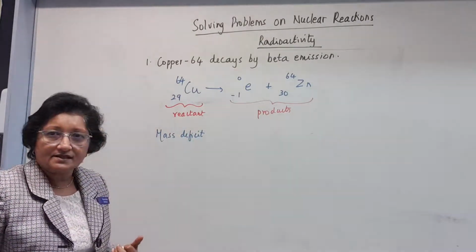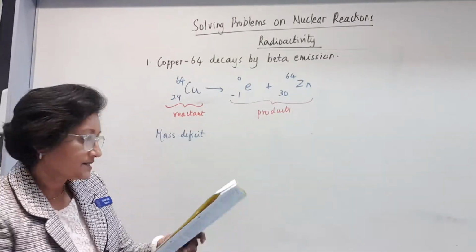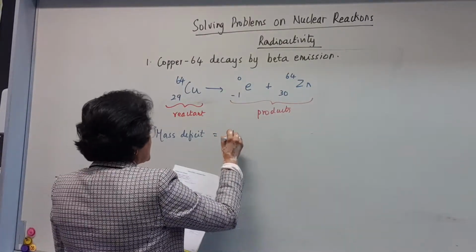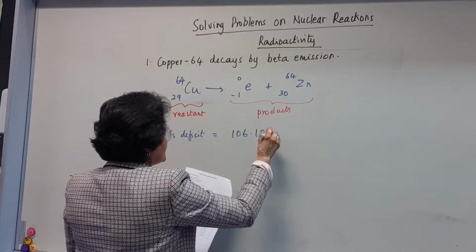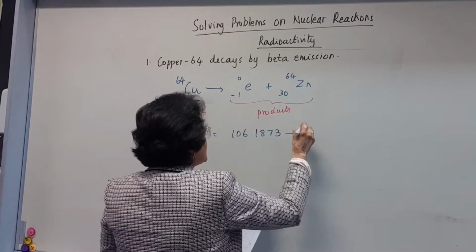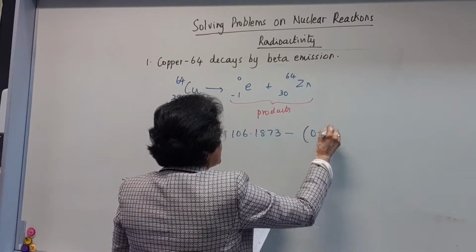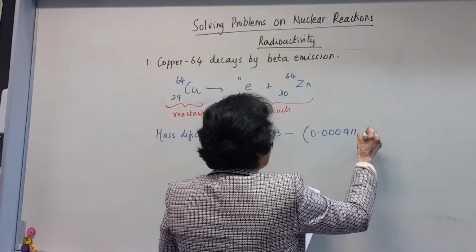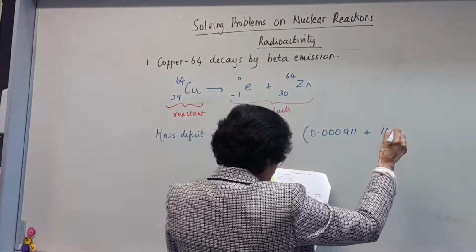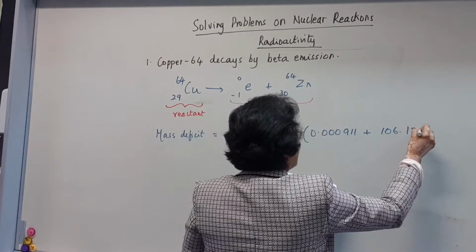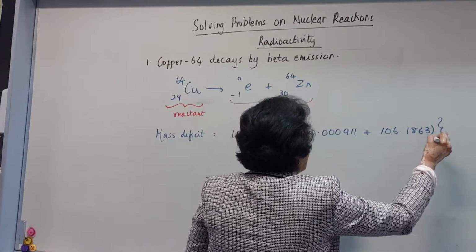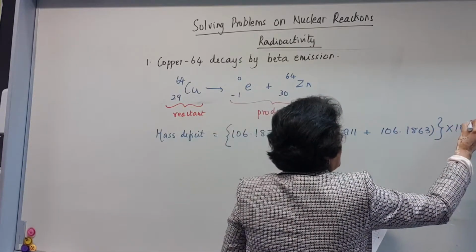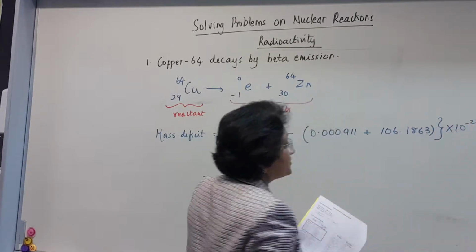So the mass deficit, which is just another term for mass defect, is equal to the mass of the copper, 106.1873, minus the mass of an electron, 0.000911, plus the mass of zinc, 106.1863, and all this is times 10 to the power of negative 27 kilograms.